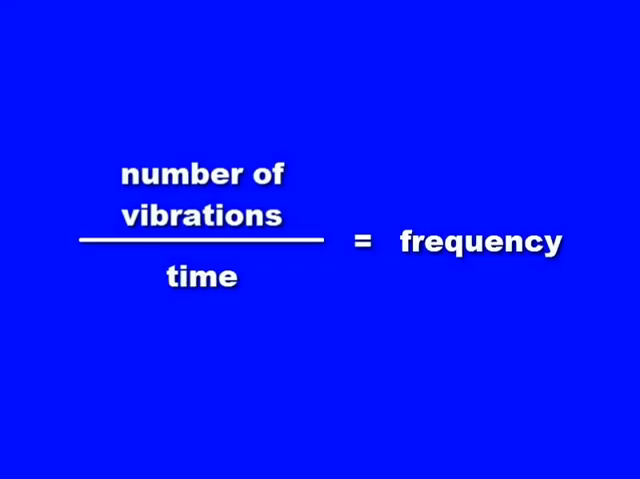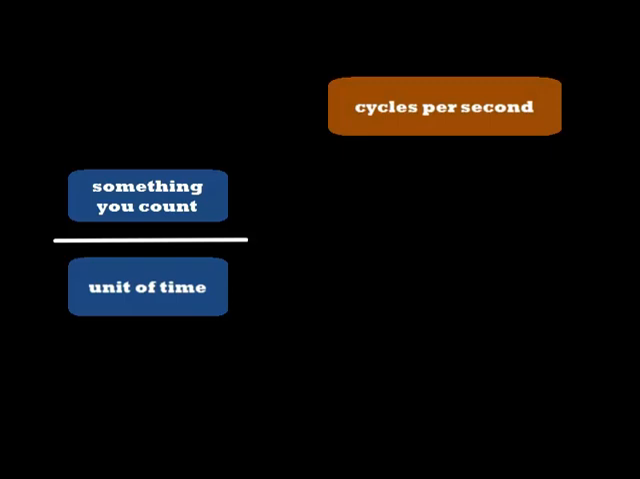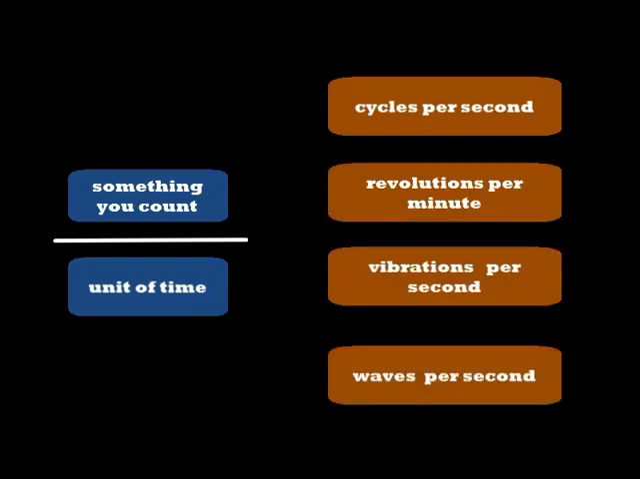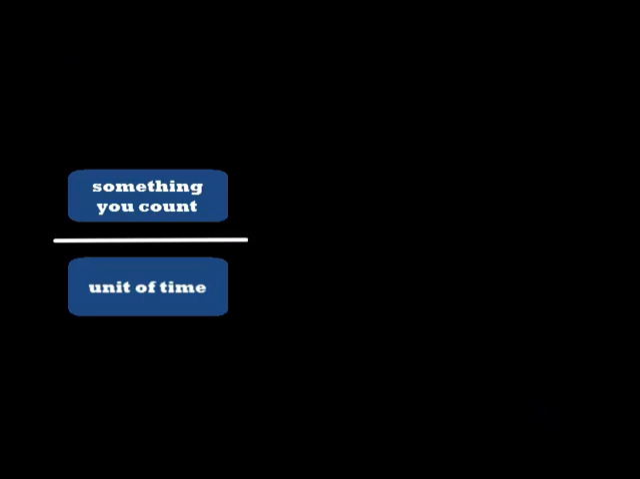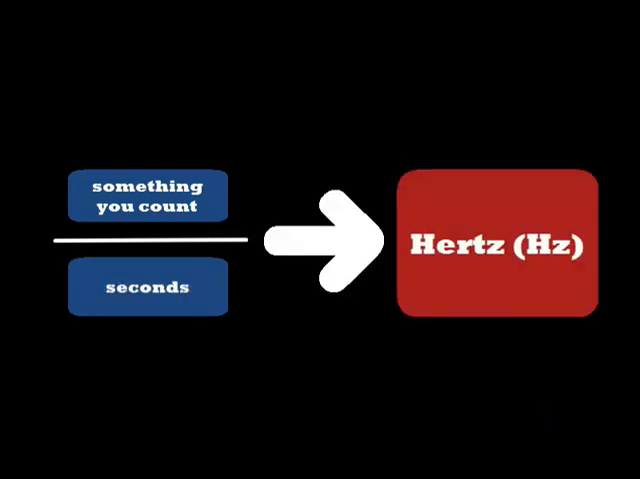The number of vibrations a wave makes in a unit of time is called the wave's frequency. Units of frequency can be anything you count divided by a time. For example, cycles per second, revolutions per minute, vibrations per second, or waves per second. All these units mean the same thing: frequency. When the unit of time on the bottom is seconds, we use the abbreviation Hertz for the unit.